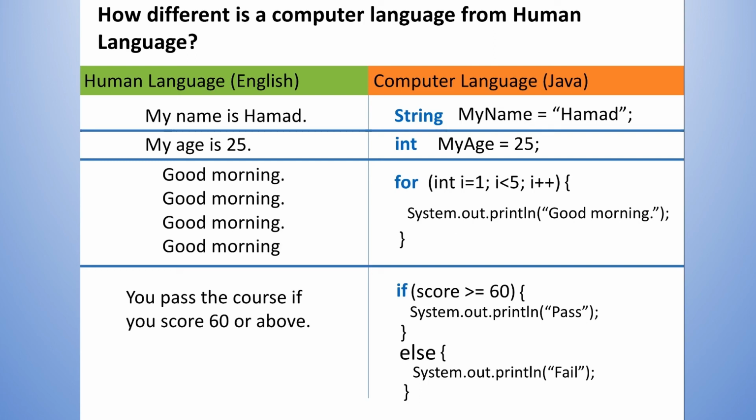So that's a way of translating from human to computer language. Computer language is more structured, as you can see, but very similar. If score is more than 60, print pass. Else, print failed. Okay, that's it.